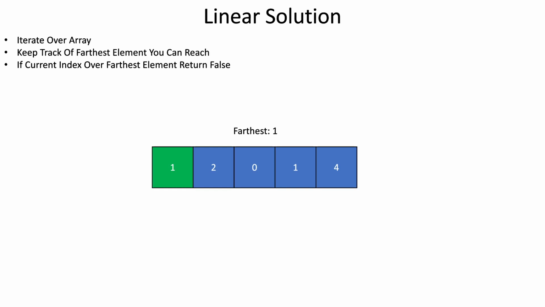Now we go to the first element, which is 1, and the farthest index we can reach is index number 1, which is the 2. Now we go to 2, and the farthest we can reach is our current index, which is 1, plus 2, which is 3. Now we reach 0, and the farthest we can reach is still 3.